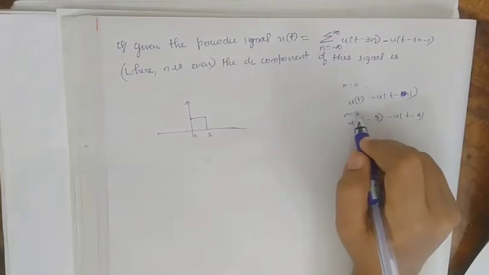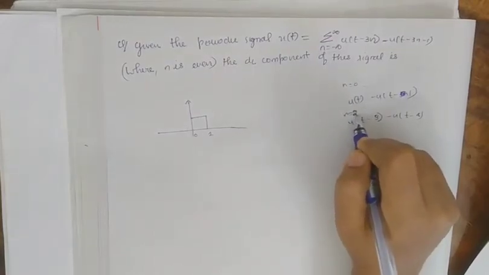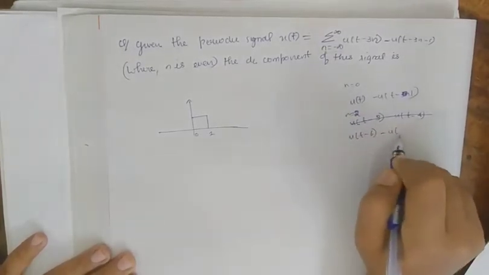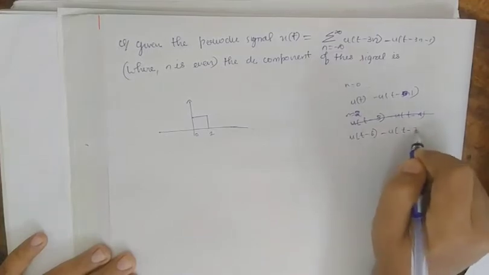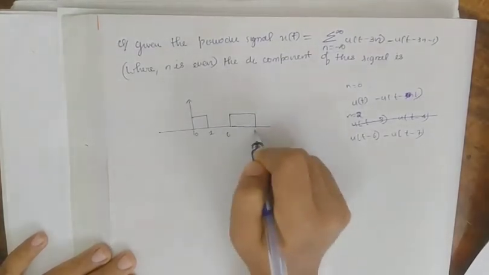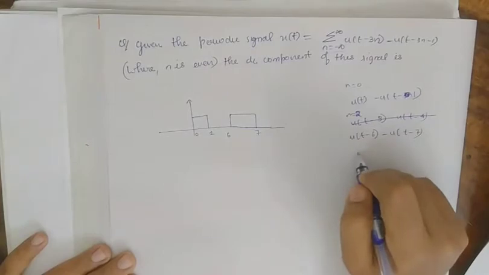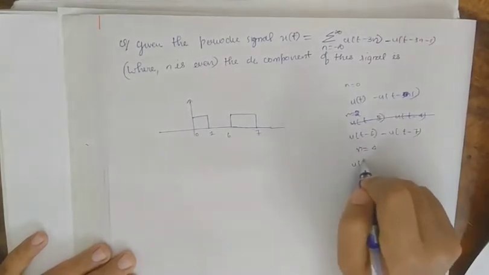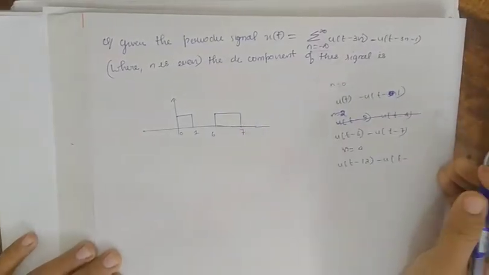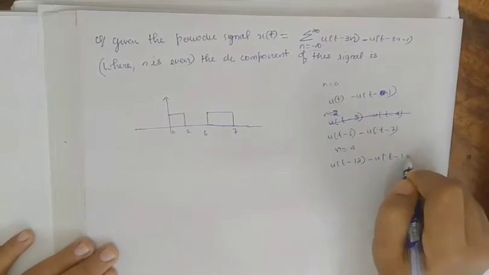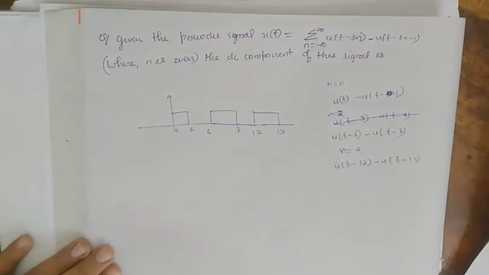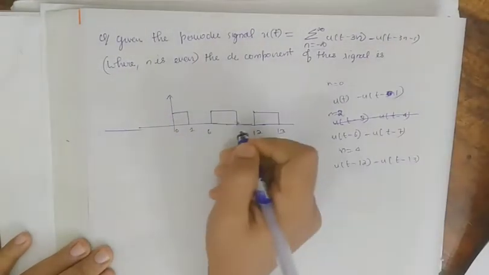Okay, I'm sorry, it can only be for n even, right? So it is u of t minus 6 minus u of t minus 7, right? So it will look like this, from 6 to 7, and again when n is equal to 4, u of t minus 12 minus u of t minus 13. So it will look like this, 12 to 13.